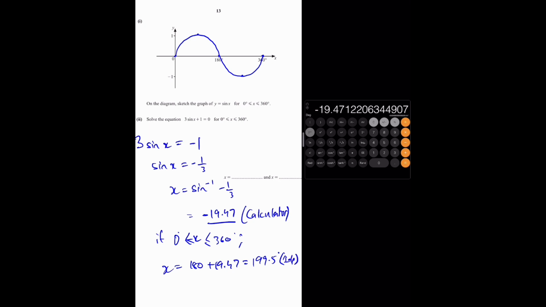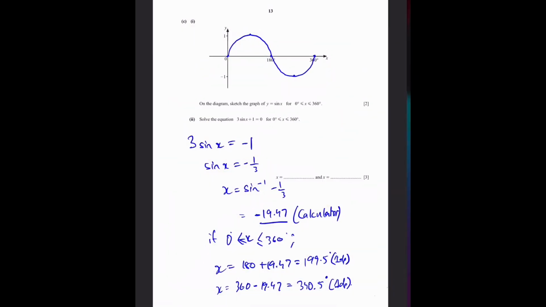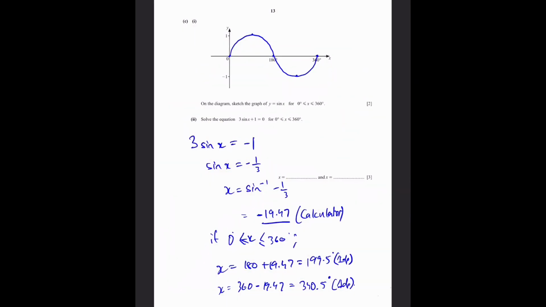I'll put at the end, and then x equals 360 minus 19.47, which is equal to 340.53. So you'll put 340.5 to one decimal place, and that will be our answer. X equals 199.5 degrees and x equals 340.5 degrees. Now I can go to question 8.